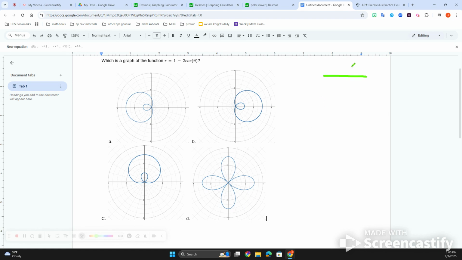But I'm just going to start with making an in and out table, seeing which one works. So I'm going to plug in 0 to my equation. Off to the side, I'm going to do 1 minus 2 cosine of 0. I'm going to use my table to figure out what is cosine of 0.